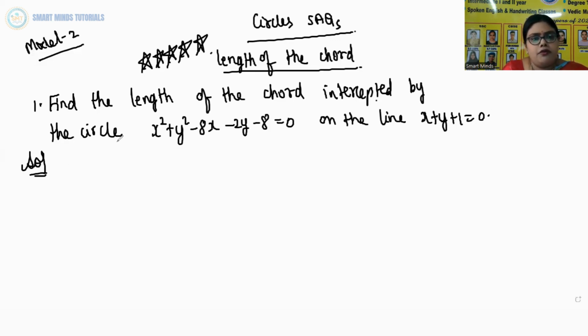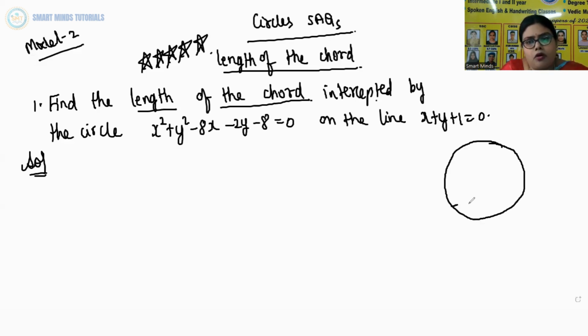So whenever you see a length of the chord problem, first you draw a circle. Then you draw a chord. This is the center, C. This is the perpendicular distance, D. This is the radius, R. This figure is compulsory in every length of the chord problem.